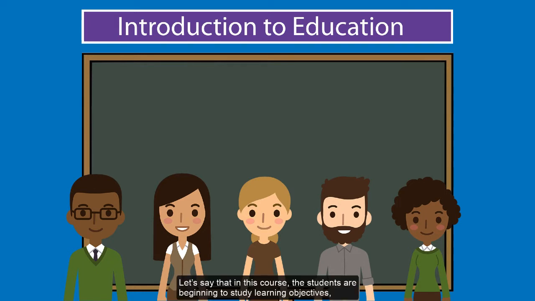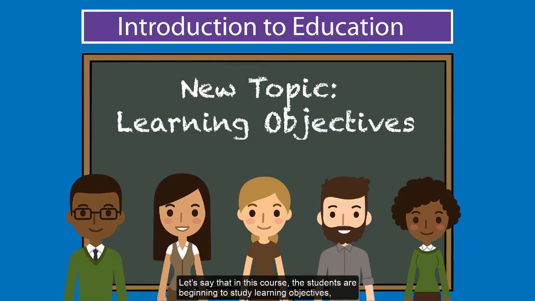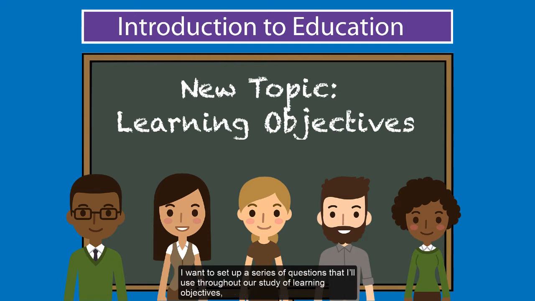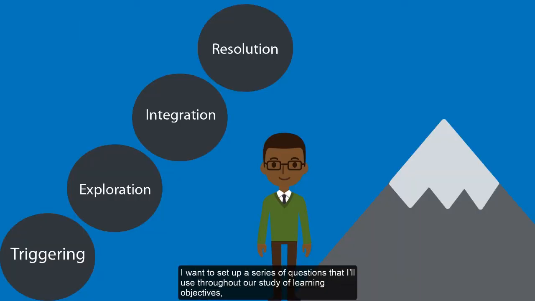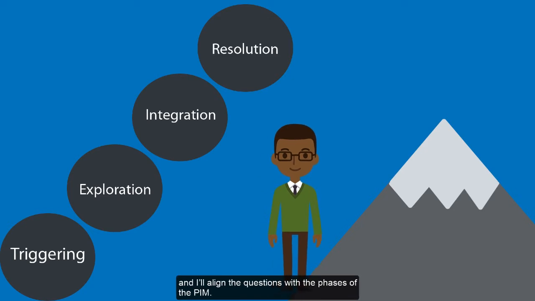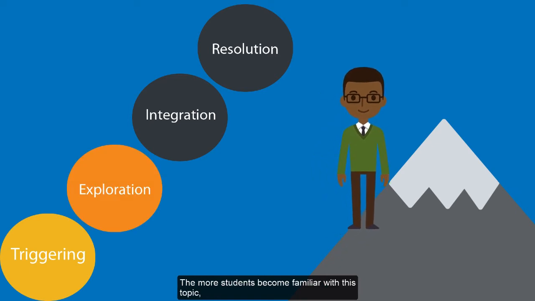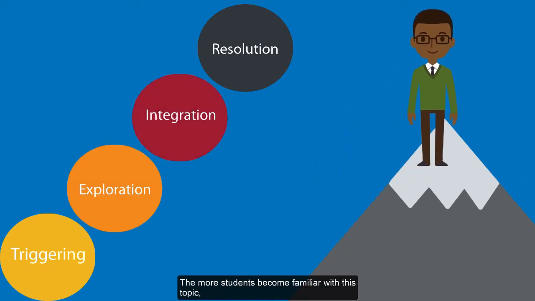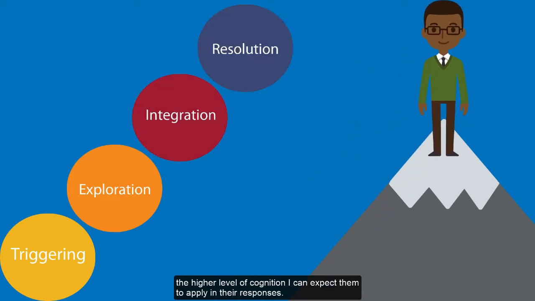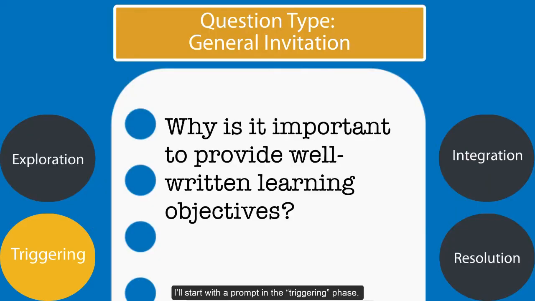Now let's say that in this course, the students are beginning to study learning objectives, and the students demonstrating an understanding of learning objectives is an outcome of the course. I want to set up a series of questions that I'll use throughout our study of learning objectives, and I'll align the questions with the phases of the PIM. The more students become familiar with this topic, the higher level of cognition I can expect them to apply in their responses. I'll start with the prompt in the triggering phase.